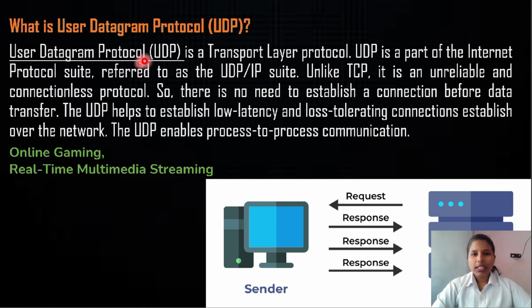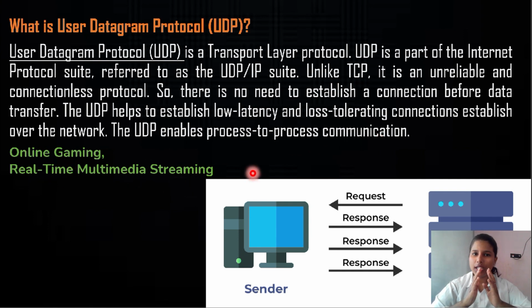And UDP is a transport layer protocol, part of the internet protocol suite, referred to as UDP/IP. Unlike TCP, it is unreliable and a connectionless protocol. So there is no need to establish a connection for the data transfer. UDP helps to establish low-latency, loss-tolerating connections over the network. UDP enables process-to-process communication, which we use for online gaming and real-time multimedia.